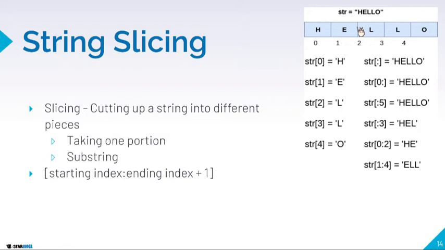If I wanted to take the letters E and L from hello, then I would know that their indexes are index 1 and 2. So I would put the string name, bracket, 1, and then colon, and then the index of L plus 1, which is 2 plus 1, which is 3. So it would be bracket 1, colon, 3, end bracket. This gives us EL.